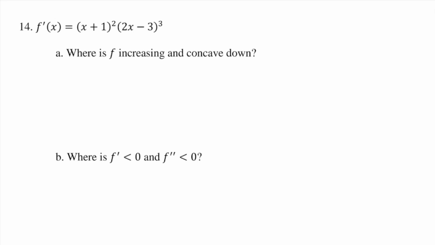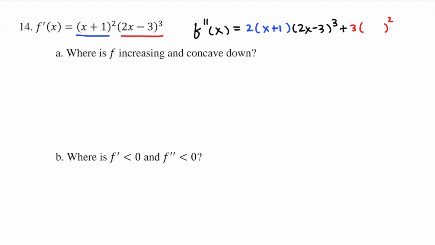Oh, okay, this next one's going to be a good one. Same kind of problem. We're going to need to take the second derivative. This is a product, so we need to use the product rule. The first factor, I'm going to take the derivative of blue. That would be 2 times (x plus 1) to the first, times 1 for the chain rule, and then leave (2x minus 3) cubed the same. Then I'll add, leaving blue the same, taking the derivative of red: 3 times something squared times the derivative of the inside.